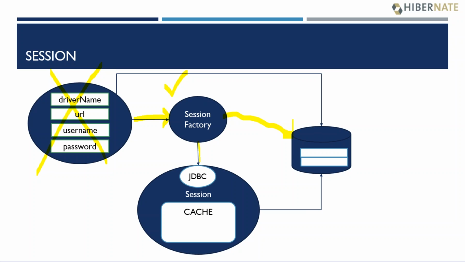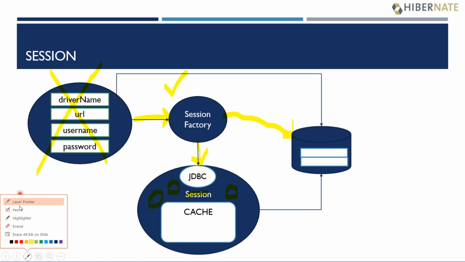The session factory is used for pooling the JDBC connections. So you will have all the JDBC connection objects over here, and all the session objects. These session objects are required for opening and closing the connection with the database. So these are the session objects 1, 2, 3, 4.